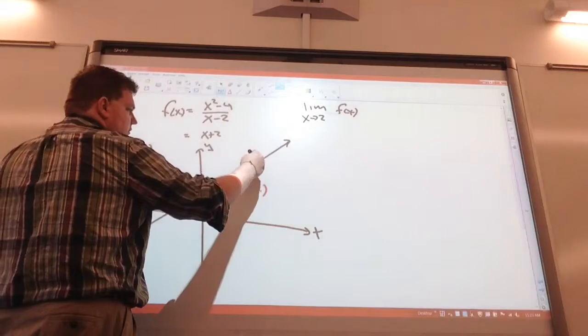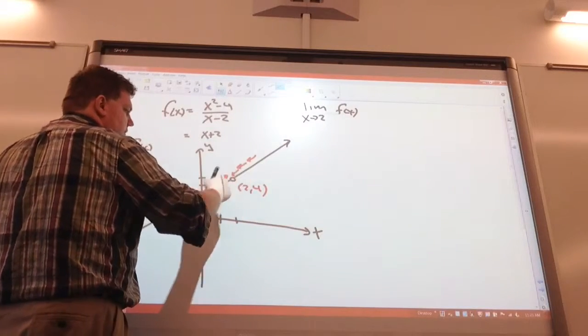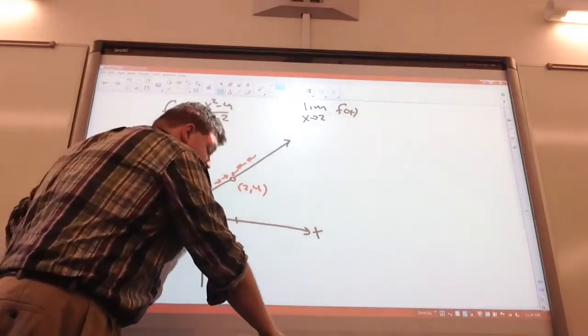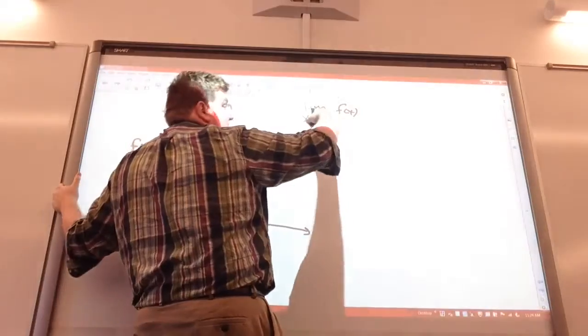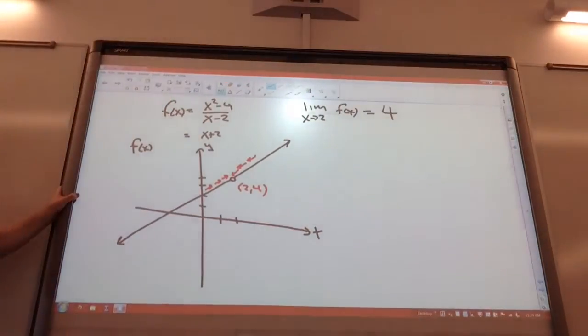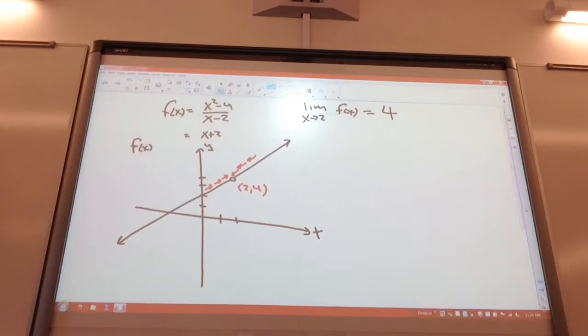And from the right, we get near the hole, right? Remember, limit doesn't care what happens at the hole exactly. It just does what it wants. So instead, what we want to do is say, okay, it doesn't care what happens at the hole, it just says what's happening around the hole. And around the hole, we go to 4. So the answer to this then is that the limit as x approaches 2 of f of x is 4, because that's where we end up. That's the neighborhood we're in.